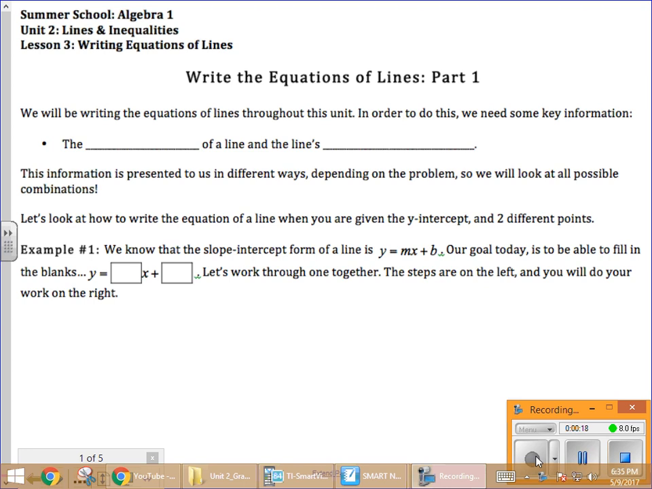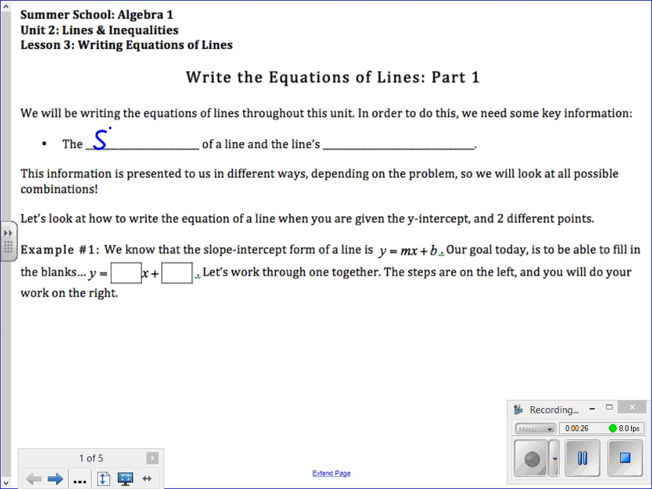We will be writing the equations of lines throughout this unit. In order to do this, we need some key information. We need to know the slope of a line and the line's y-intercept. We've been dealing a lot with these in the first few lessons of this unit. If you don't know those pieces of information, you will not be able to write the equation of a line. This information is presented to us in different ways depending on the problem.